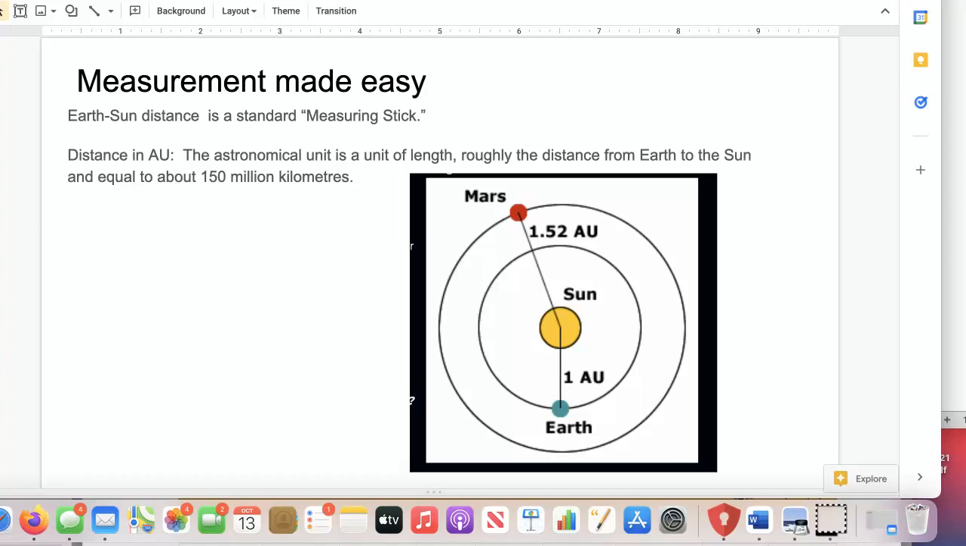Instead of talking about the number of kilometers from the sun to a planet, we'll just use it as an AU, or astronomical unit. Remember, that is 150 million kilometers, but we can just say that Mars is 1.52 AU. Your planet that you can design will be maybe 2 AU, which would be twice the distance from the sun to your planet as the Earth.